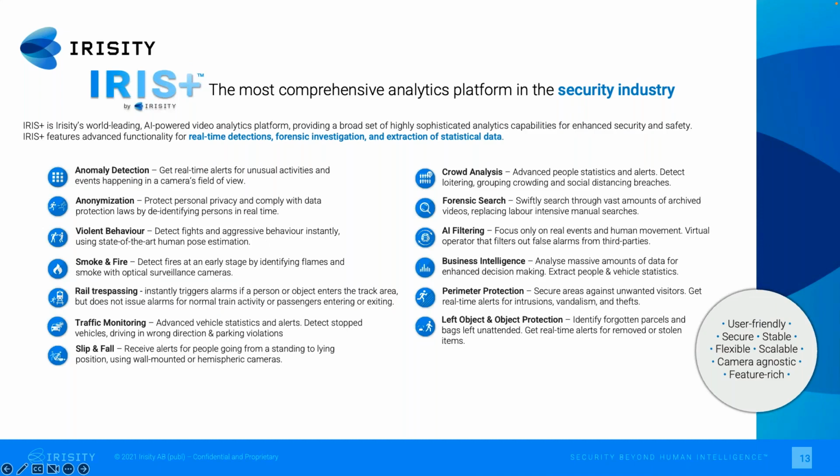Business intelligence: under the hood of the platform itself, the open API allows access to a lot of information that can be extracted and put into dashboards and spreadsheets, so you better understand your environment. Perimeter protection is our strongest point. For us it's our bread and butter, and allows us to deliver real-time alerts for intrusions, vandalism, thefts, etc. And then we have left objects and object protection.